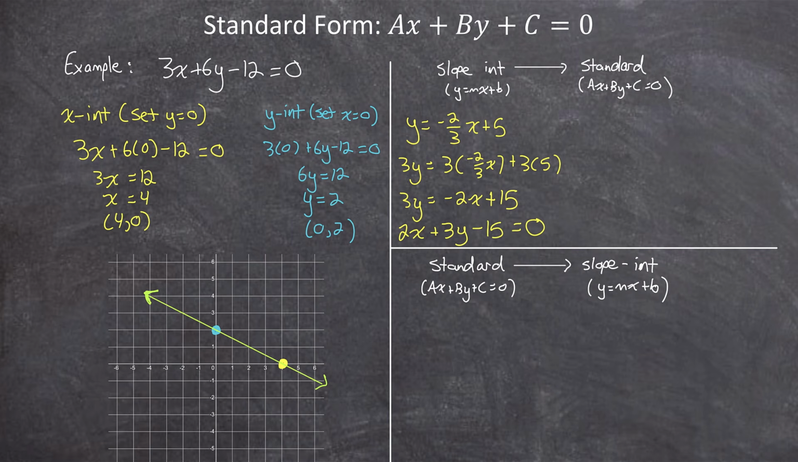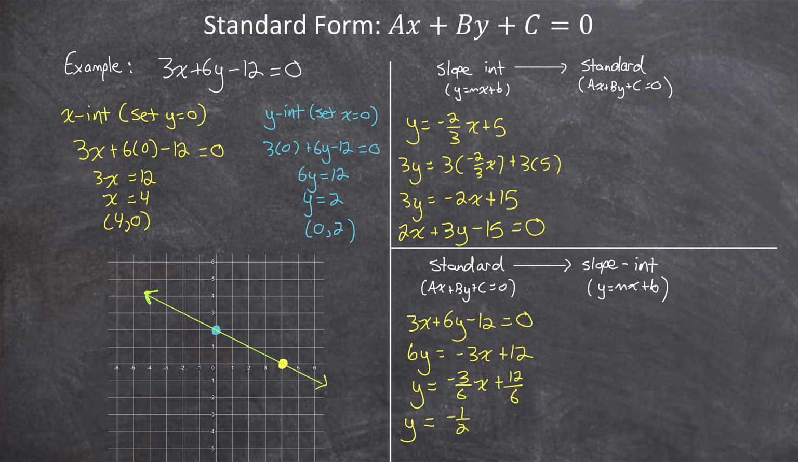What if we start with the standard form equation and we want the slope-intercept form of the equation? So we might as well work with this standard form equation that we did over there on the left. To get that into slope-intercept form, I just have to rearrange it to isolate this y. So I'll start by isolating the 6y by moving the 3x and the -12 to the other side, making it -3x + 12. Now I'll divide everything by 6 to isolate y, which would give me y = -3/6 x + 12/6. And that simplifies to y = -1/2 x + 2.